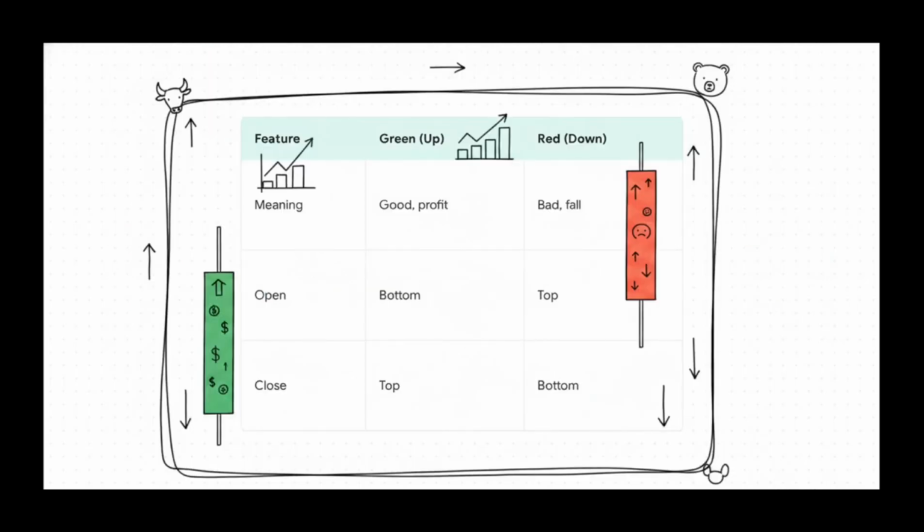This entire life cycle right here, that is what builds the very shape of the candle. And that open, high, low, close data perfectly dictates whether we're looking at a green candle or a red candle. A green candle obviously means profit. The price went up. So, logically, it opens at the bottom of the thick part and closes up at the top. A red candle means the price fell, so it does the exact opposite. It opens at the top and closes way down at the bottom.